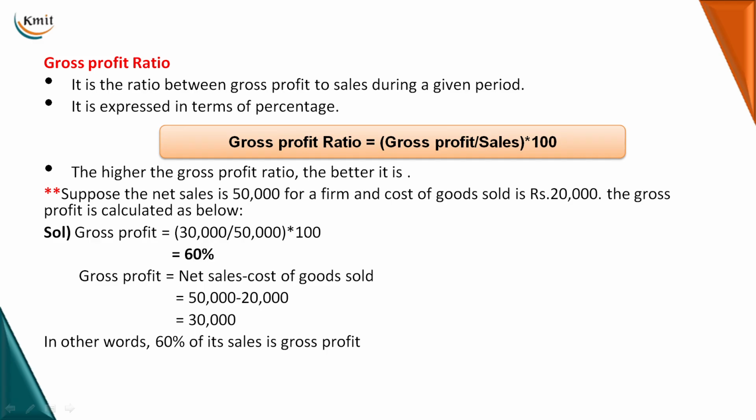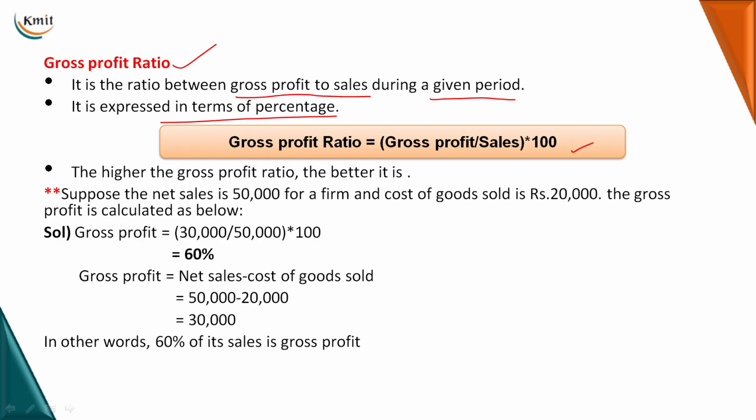We'll begin with the first type of profitability ratio, that is gross profit ratio. It is a ratio between the gross profit to sales during a given period, and it is expressed in terms of percentages. So gross profit ratio is equal to gross profit divided by sales into 100. Higher the gross profit ratio, the better it is for the firm.